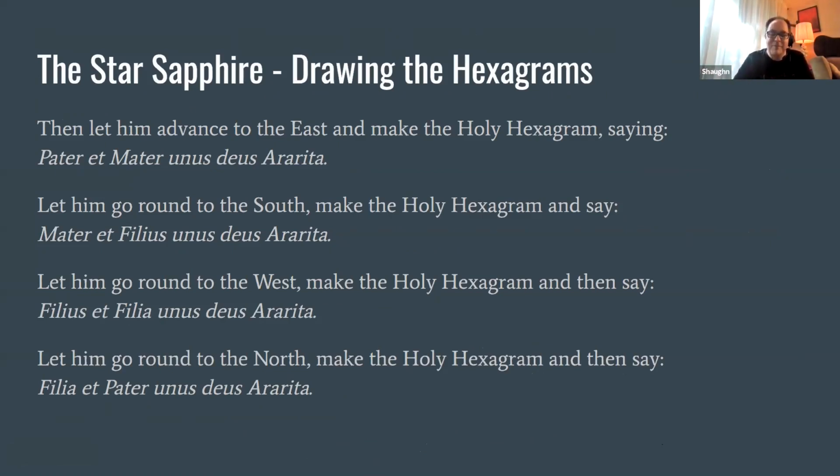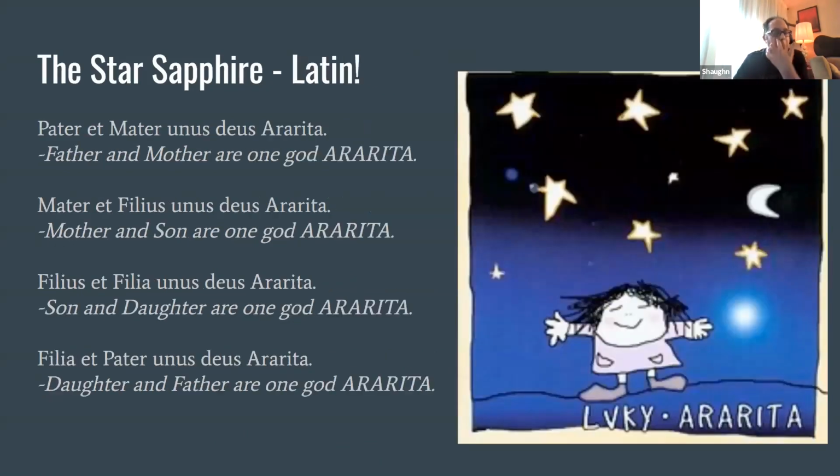The next thing here is the Latin. So what is this Latin? Pater et Mater unus Deus Ararita means father and mother are one God, Ararita. Mater et Filius unus Deus Ararita is mother and son are one God, Ararita. Filius et Filia unus Deus Ararita, son and daughter are one God, Ararita. Filia et Pater unus Deus Ararita, daughter and father are one God, Ararita.